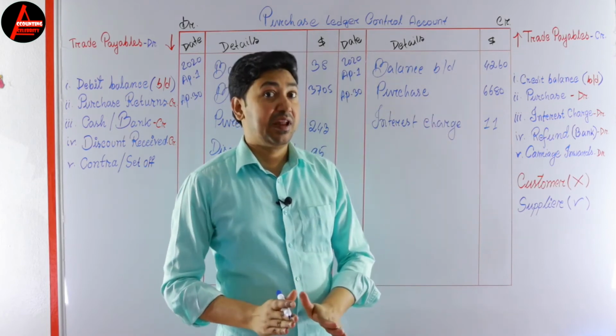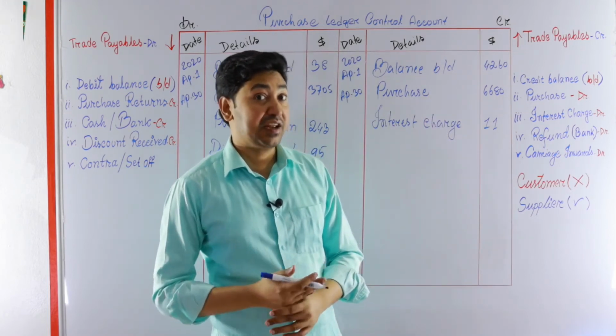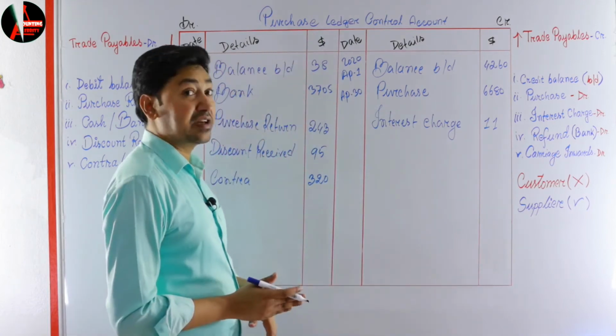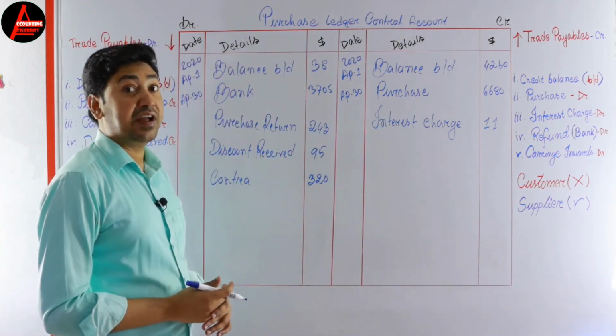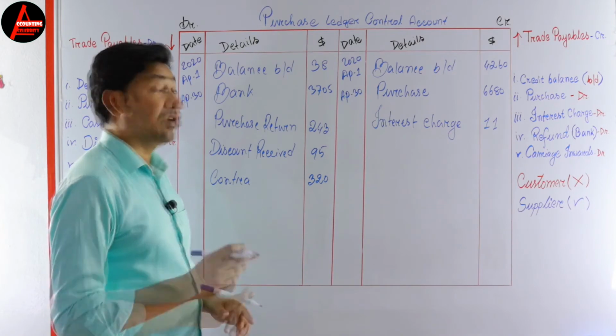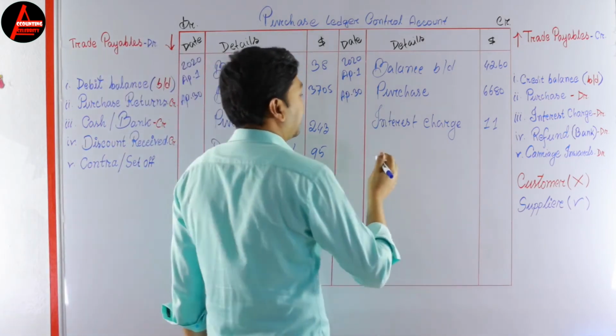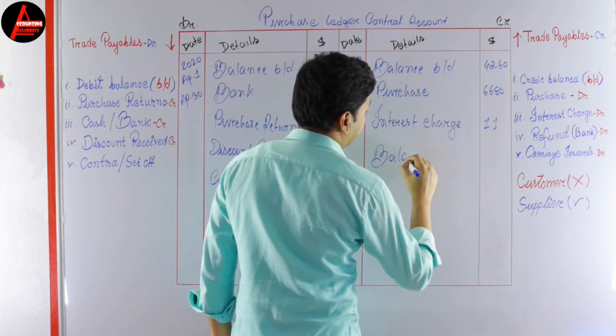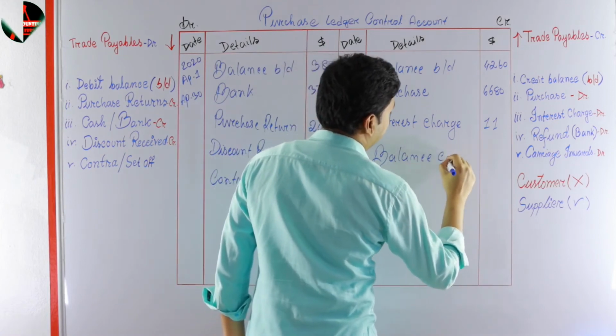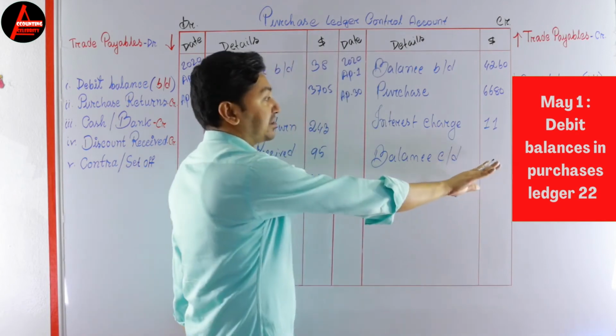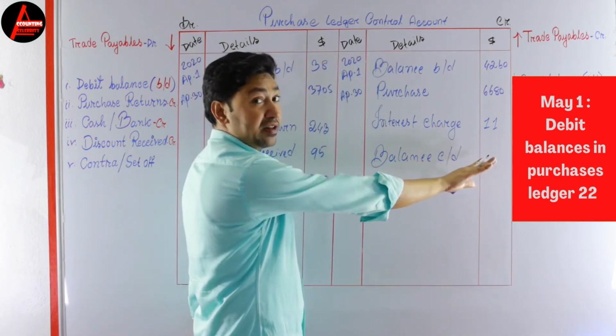But when it is closing balance, we have to write the opposite side. Here debit balance will be recorded in the credit side and credit balance will be recorded in the debit side. Okay, many students make mistake here. So let us write here, this is the closing balance. We will write here balance CD. So we are writing in the credit side, that means we have to write the debit amount.